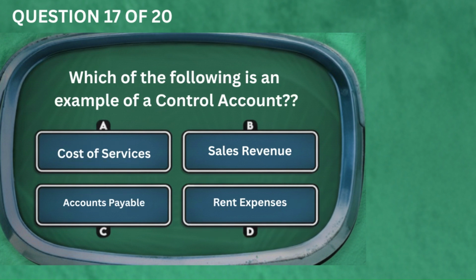Question 17. Which of the following is an example of a control account? Options are: is it cost of services, sales revenue, accounts payable, or rent expenses? The answer is C. A control account summarizes the total balance of a group of related, detailed accounts in a subledger. Accounts payable summarize supplier balances.